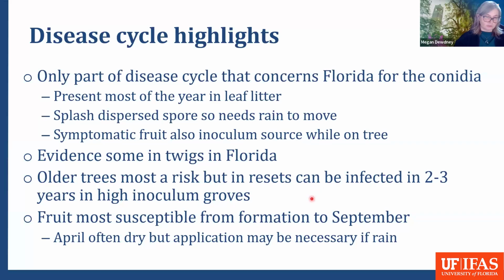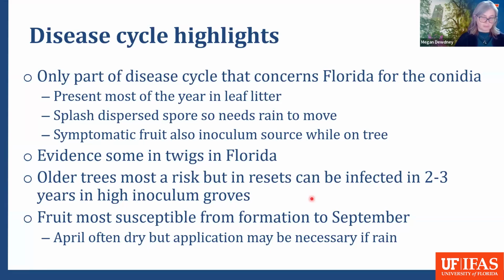Most older trees are at risk, but resets can be infected in 2 to 3 years in high inoculum groves. That was also not really sort of thought about in the literature. It said you didn't need to worry about black spot for about 10 years in a grove. However, when we were working down in the Immokalee area, we had a grove where we had mature trees, and then they were planting resets as they needed to pull some for blight. And those trees then started to show symptoms in 2 to 3 years.